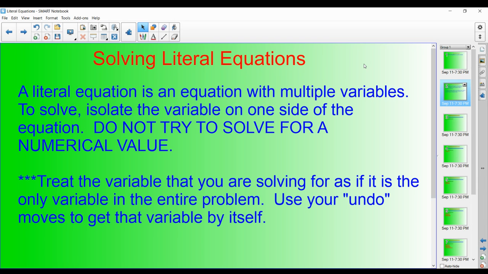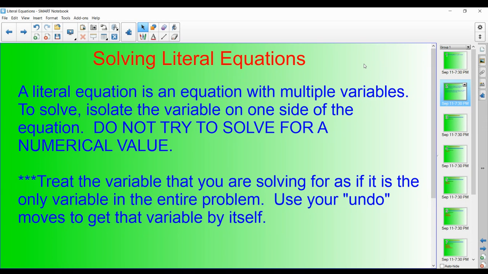So a literal equation is an equation with multiple variables. Could have x and y. It could have F for Fahrenheit and C for Celsius. It could be an area formula. And when it says solve, it means get one variable by itself, and it will tell you which variable, which letter it wants by itself.